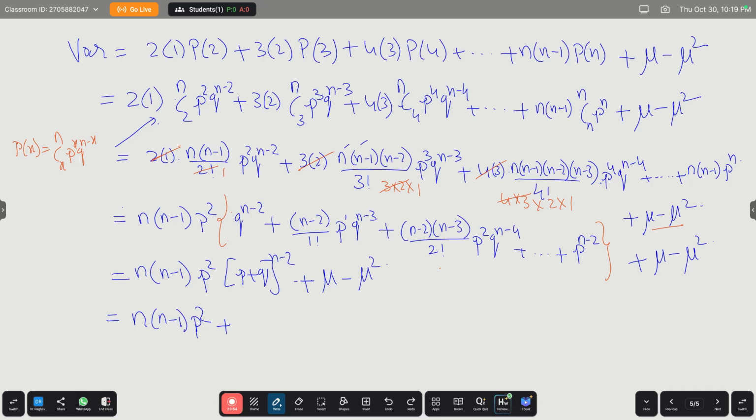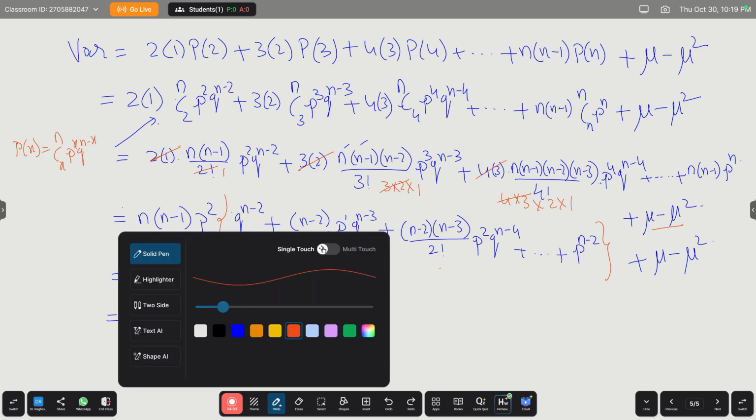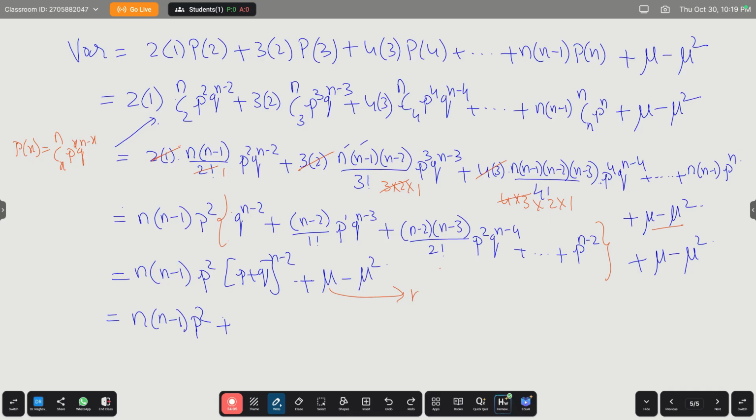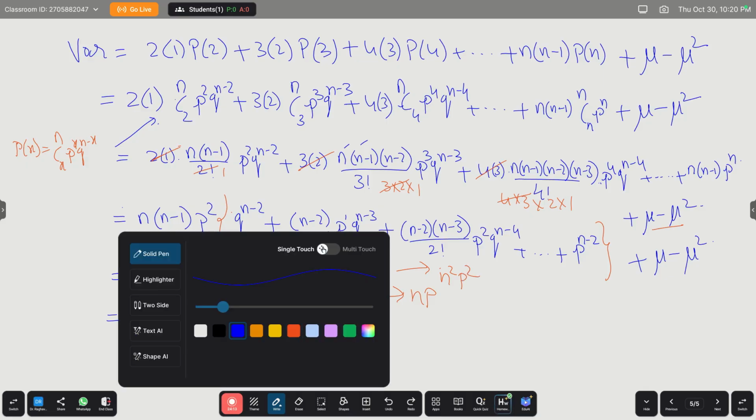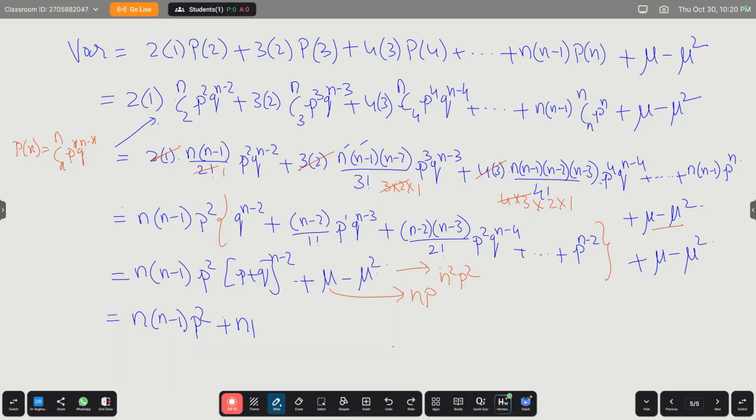And now I'll replace mu and minus mu square by their mean. We are talking about binomial distribution and we have already proved that mean is np in binomial distribution. So mu square will be n square p square. So what will happen here? I have plus np and minus n square p square. Now we are left with just some cancellation and our proof will be ready.